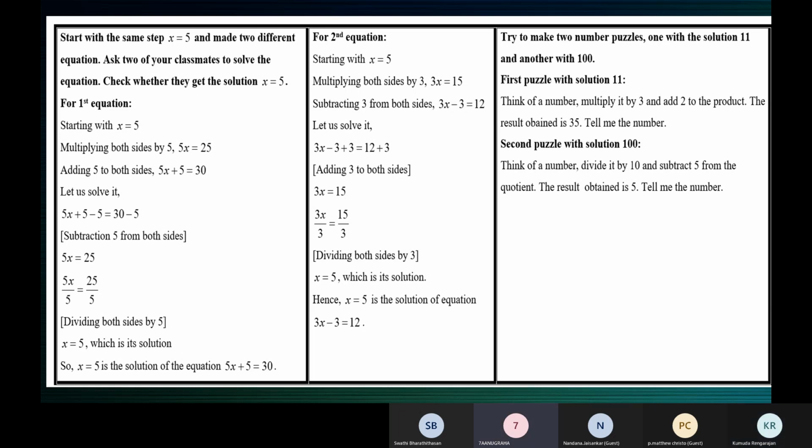Ma'am, think of a number, multiply it by 4, and add 5 to it. Then multiply by 4 again. First we have to multiply by 4, then add 5, and then again multiply by 4. And we get the answer as 100. I did not get 100. For which one are you saying? Ma'am, my own equation.